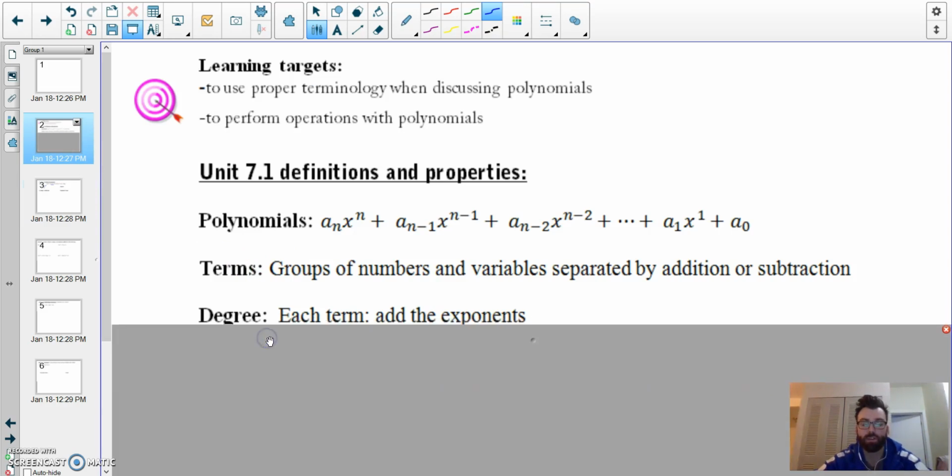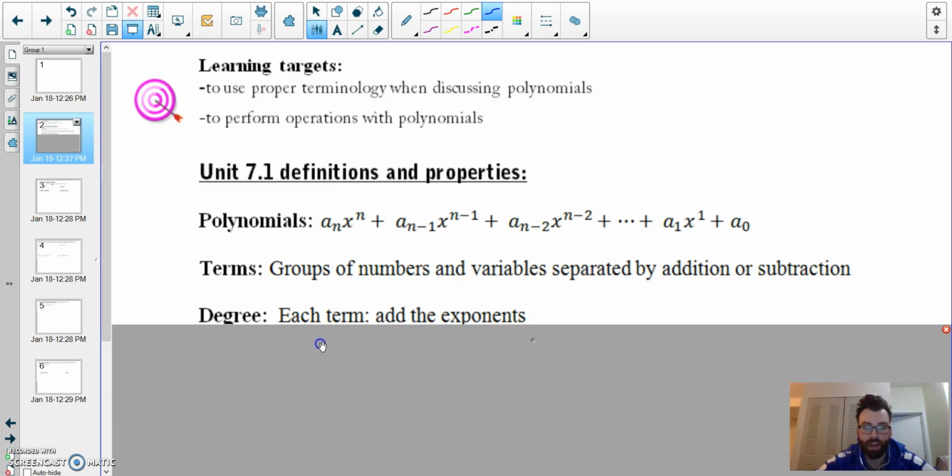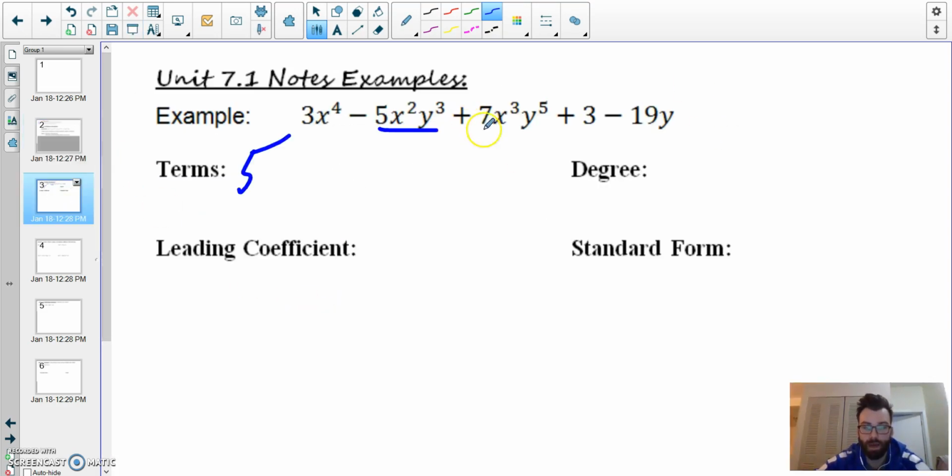The degree. So the degree of every single term, you get the degree by adding the exponents here. Well, I only have one variable with an exponent, so my degree here is 4. The degree of this term would be 5. The degree of this term would be 8. This would be 0 since they're not a variable. And this would be 1 here. Okay. So I define the degree of my polynomial. It's named by the highest degree of any one term. So here my highest degree was actually 8 from right here.